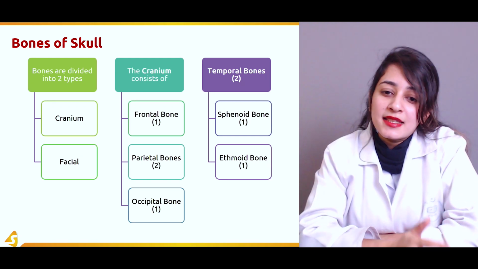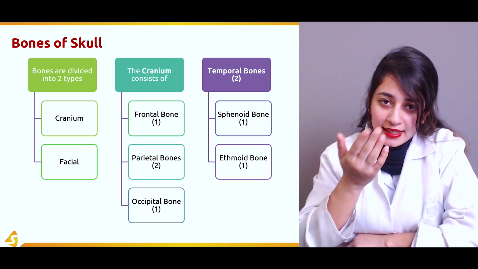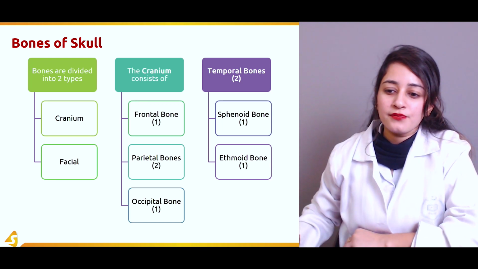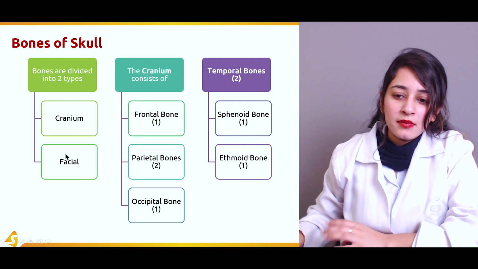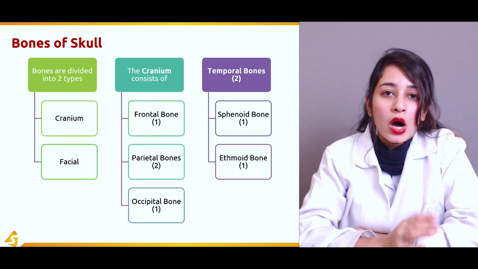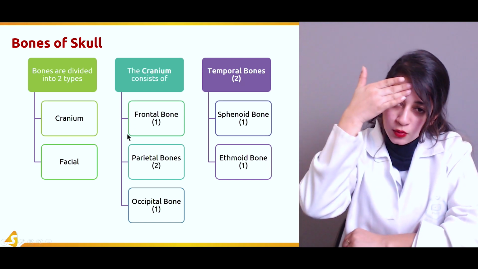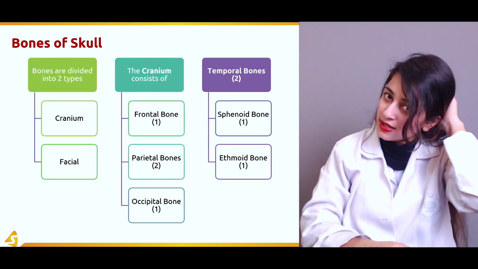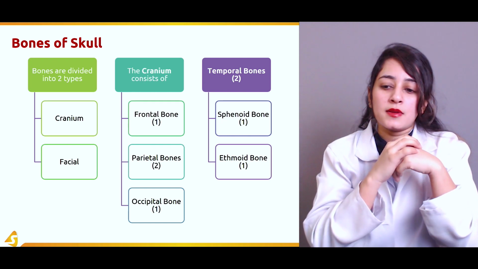Okay, we'll discuss the bones of the skull. They're also divided into categories: the cranium, the head one, and then the facial bones. In the cranium, we have the frontal bone, parietal bone, occipital bone, and temporal bones. The frontal bone is this one. Then we have the parietal bones, and on the back of our skull we have the occipital bone, and above the ears we have the temporal bones.